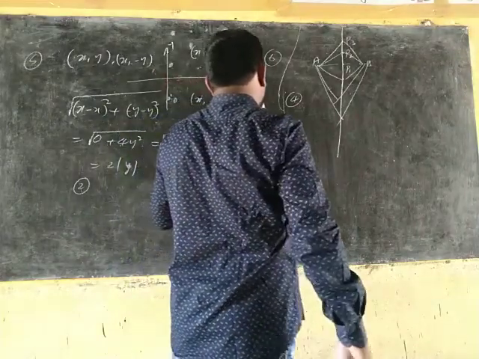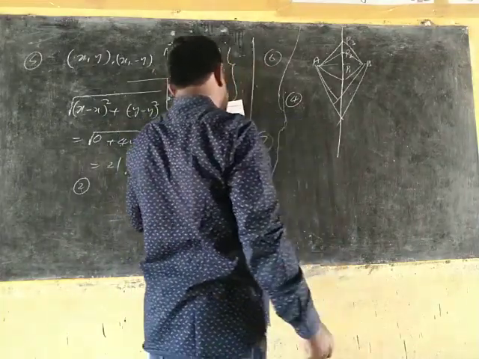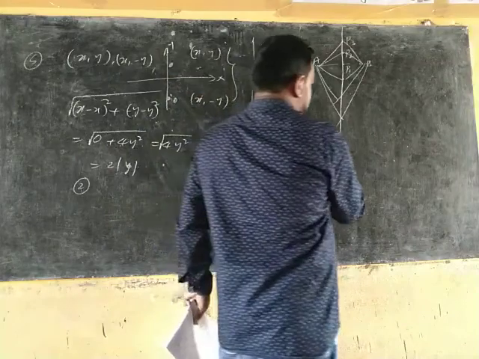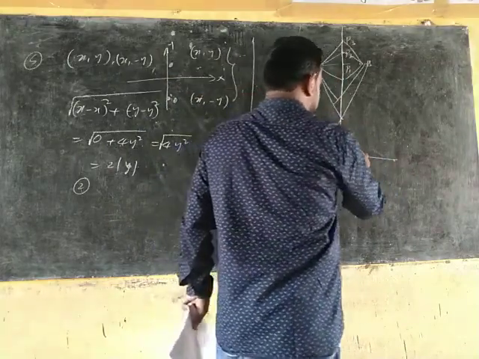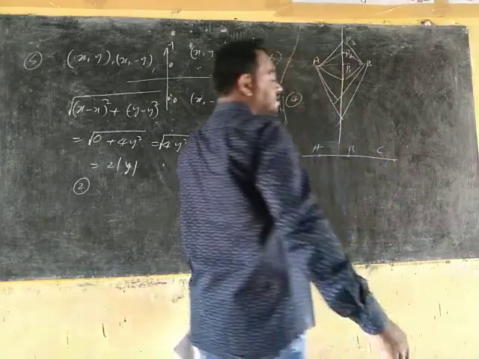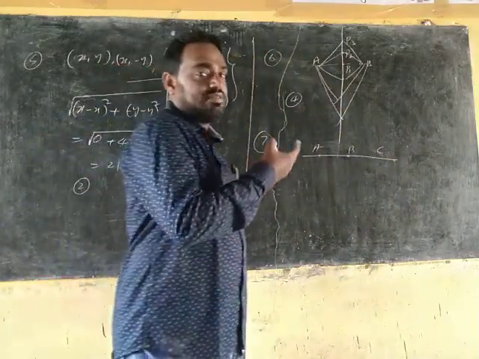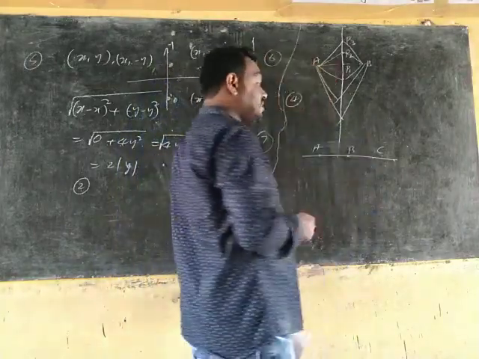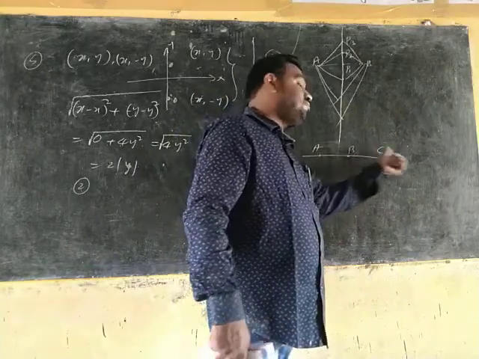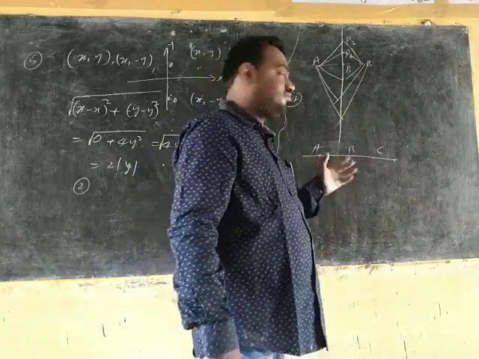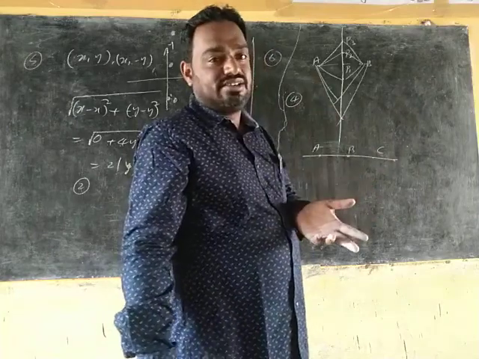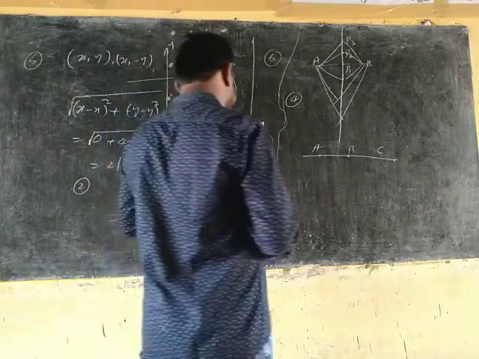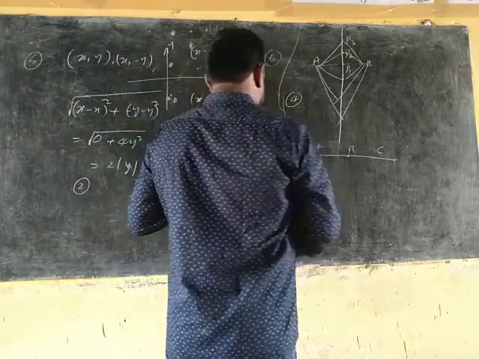Seventh one, the number of points equidistant from three given distinct collinear points. For example, A, B, C, three points. Collinear points means they lie on the same line. So A, B, C are three collinear points. A point at equal distance to these three points doesn't exist. So the number of points is 0 only. Option 1 is right for this question.